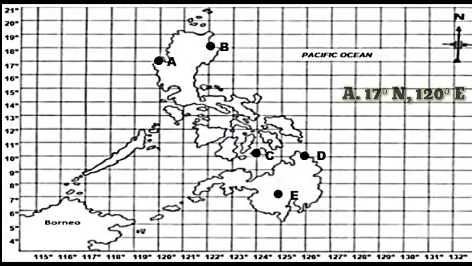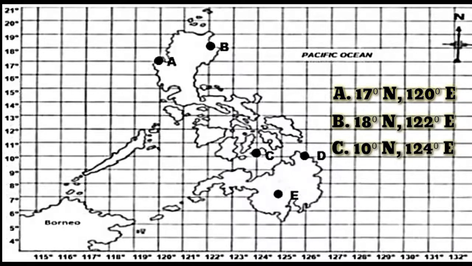The answers are A. 17 degrees north and 120 degrees east. B. 18 degrees north and 122 degrees east. C. 10 degrees north and 124 degrees east. D. 10 degrees north and 126 degrees east. E. 7 degrees north and 125 degrees east.